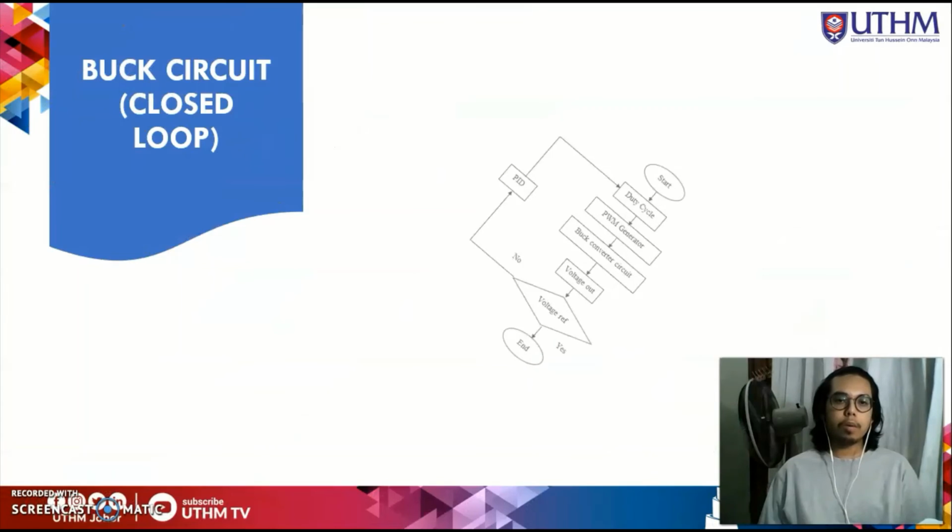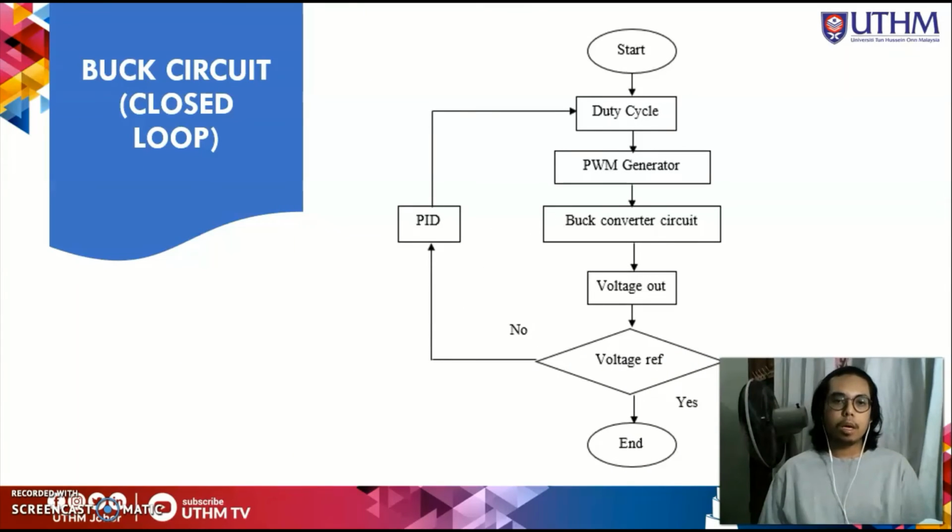So this is our flowchart for closed loop. And here we can see that from the start until the voltage out is always the same as the open loop. But here we have the voltage reference. Voltage reference we set to 5 volt, which is for our V out that we desired. So if the voltage reference and the voltage output do not come back with the same value, it will go into the PID and we calculate with a new value. If yes, it will go to end.